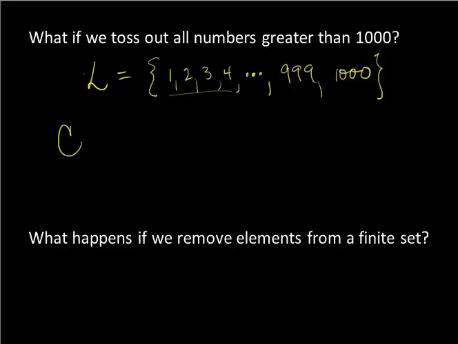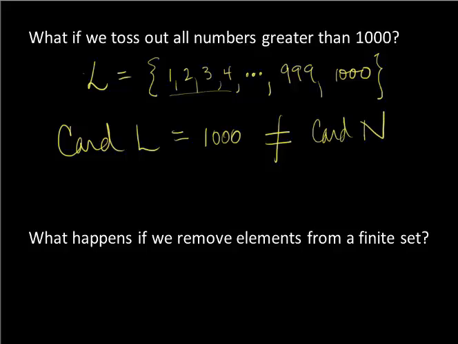Well, what is the cardinality of L? That's a finite set. It has 1,000 elements, 1,000 numbers in it. So its cardinality is 1,000. And that certainly is not the cardinality of n. It is a finite cardinality. It is less than Aleph naught. There is no finite set that has the same cardinality as n. So here we threw out an infinite set, and we were left with a smaller set.